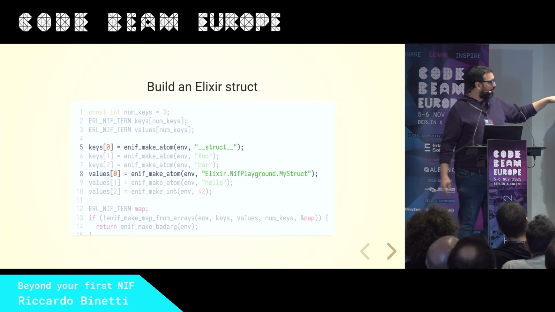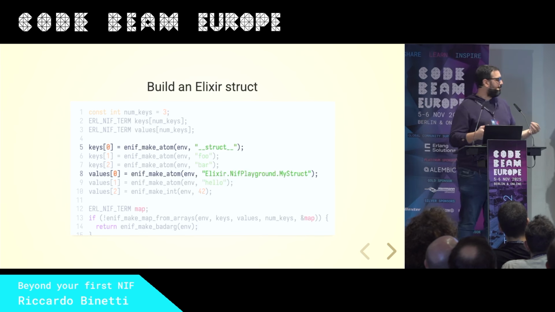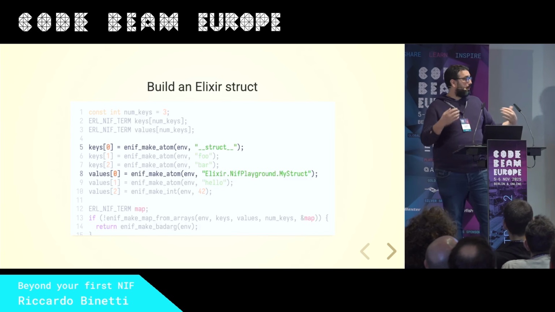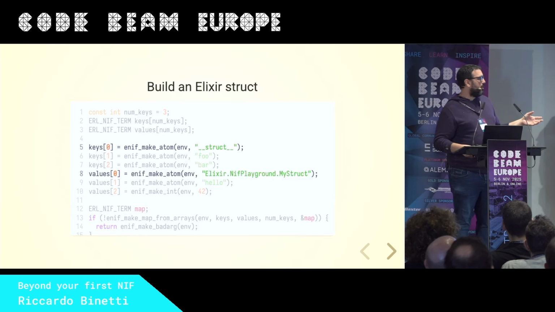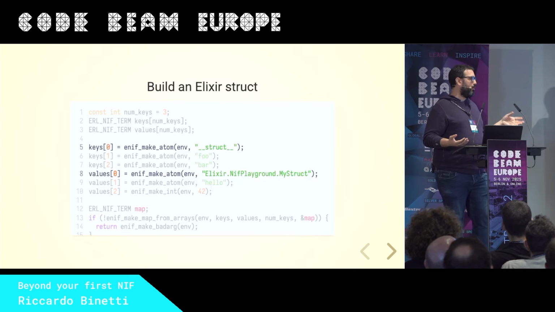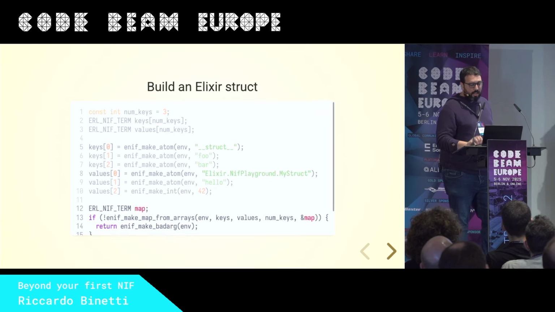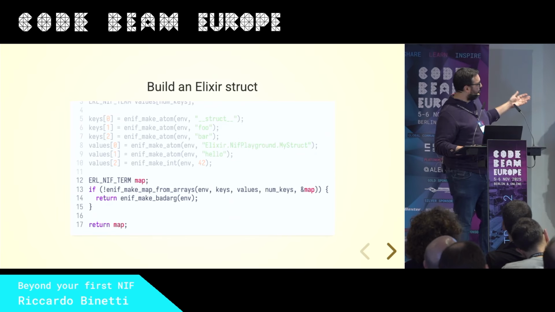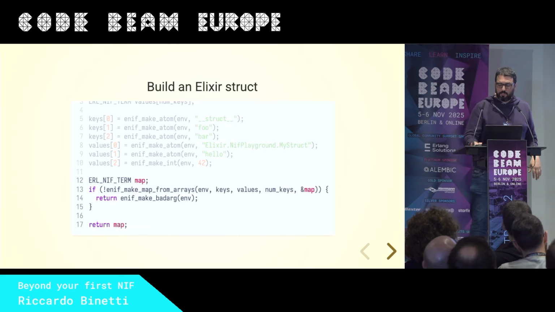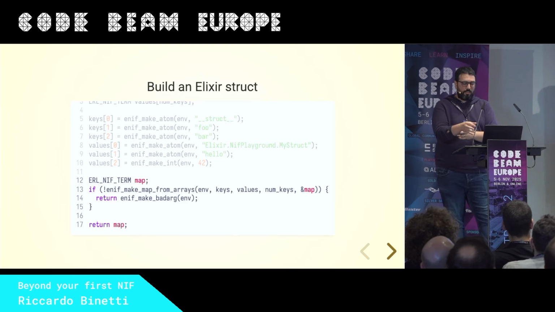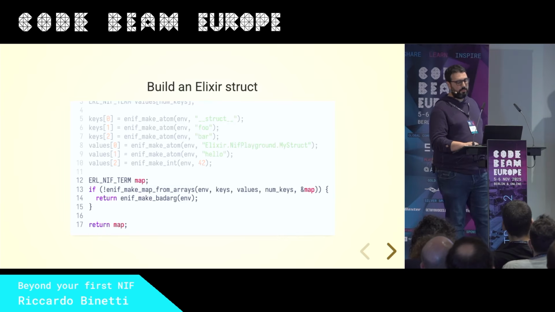And note that you have to add the Elixir prefix, because that is basically implicit when dealing with Elixir aliases. But since here we are dealing more with the Erlang side, we have to add it manually. And then after you've done that, you call NIF make map from arrays, and you return your map. So this is the basics of how you deal with data between a NIF and Elixir.